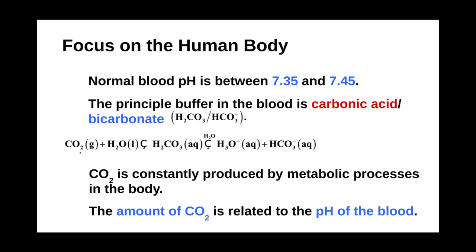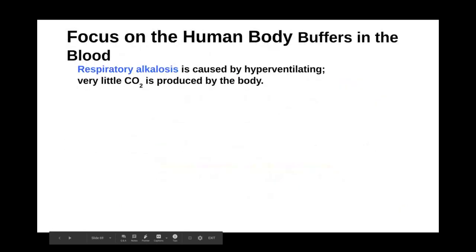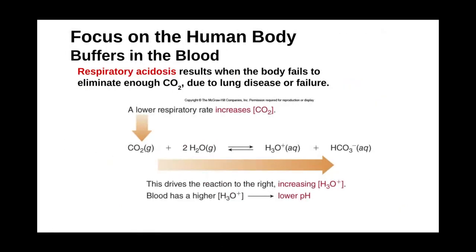What this looks like is CO2 reacts with water to produce H2CO3, and then with water present, H2CO3 reacts to form H3O and bicarbonate. So in this case, we're always adding CO2, because CO2 is constantly being produced by metabolic processes. Thus the amount of CO2 that you produce is directly related to the pH of your blood. However, because you have those buffers present, your pH remains relatively consistent.